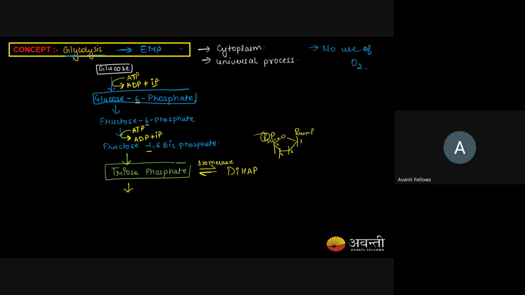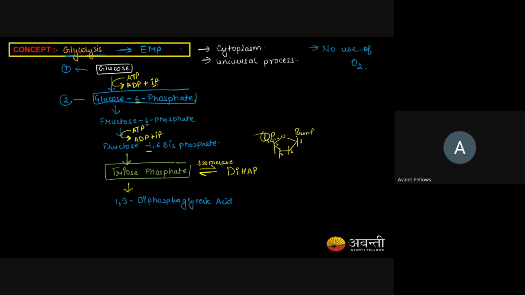Students are saying two names. The first one is saying triose bisphosphate, and another one is saying diphosphoglyceric acid. Both are the same terms. Both are exactly the same. You can write either one. It is only a matter of nomenclature here. So I'm writing it here: 1,3-diphosphoglyceric acid.